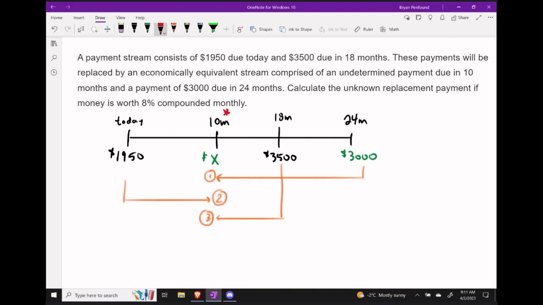And from here, we now can start to visualize a game plan. If we move our $3,000 payment to coincide with our unknown payment X, we should be able to add up these two values. Similarly, if we move our $3,500 and $1,950 also to the same time step at 10 months, we can add up these values. And then once we have these values added up, we should be able to compare them in order to find X.